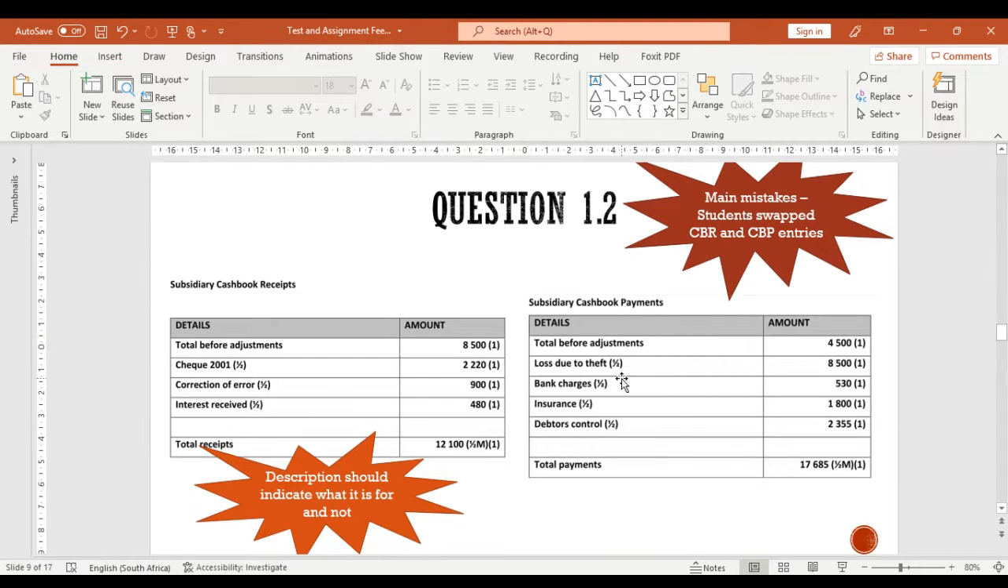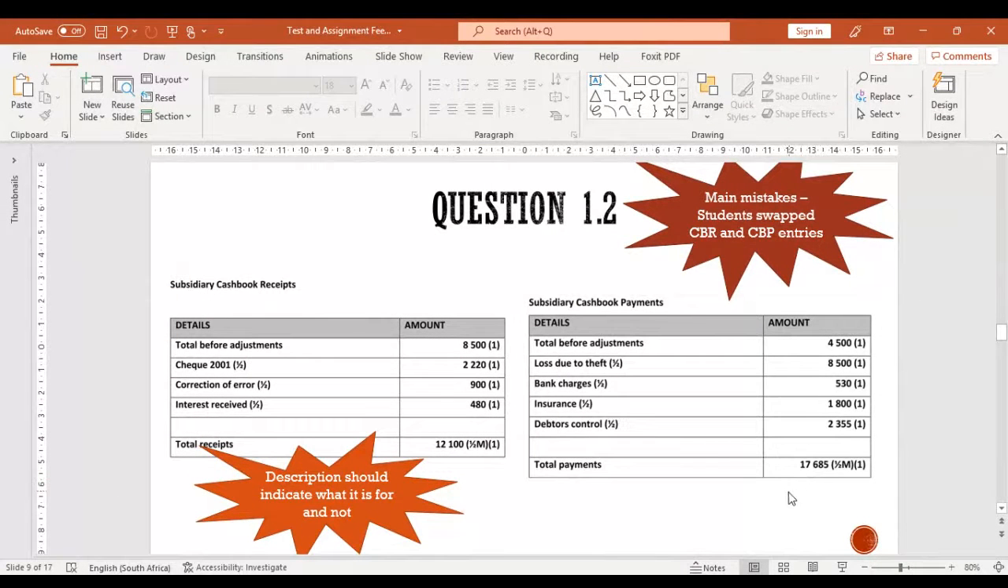Then for your cash book payments, the amount that we have written off because it was stolen, you should have written it's a loss due to theft, which was the 8,500. Then our bank charges, which still needed to be recorded, our insurance payment of 1,800 that went through, and then the RD check for your debtors of 2,355 Rand.